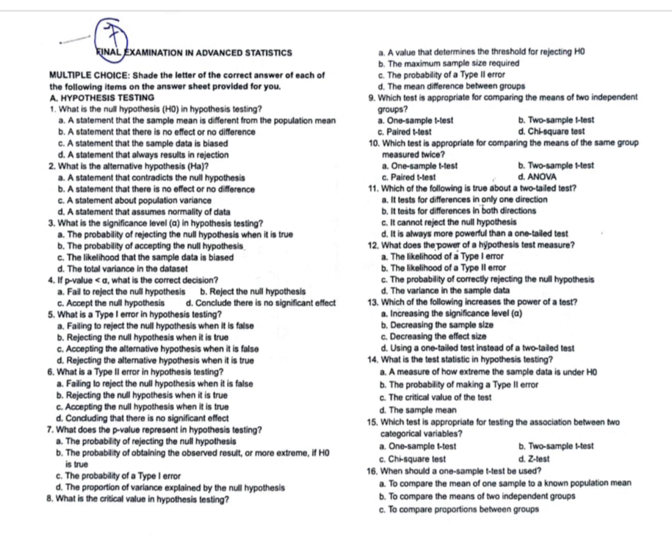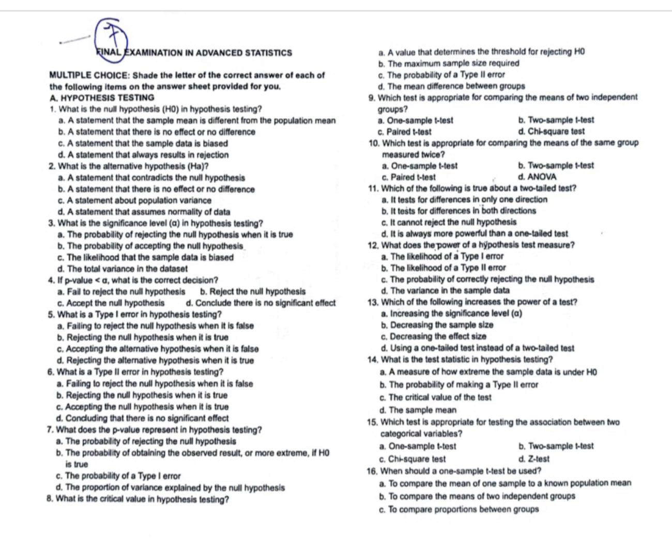Number 11, what is the following test about the two-tail test? In a two-tail test, it is the test for difference in both directions. So the answer is B. Number 12, what does the power of a hypothesis test measure? The power of a hypothesis test measures the probability of correctly rejecting the null hypothesis, which makes C the answer. Number 13, which of the following increases the power of a test? The answer is D, using a one-tailed test instead of the two-tailed test.